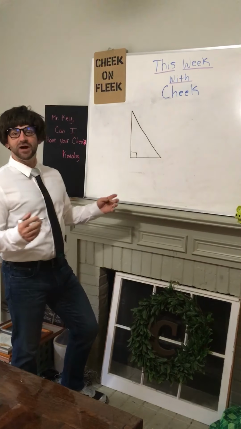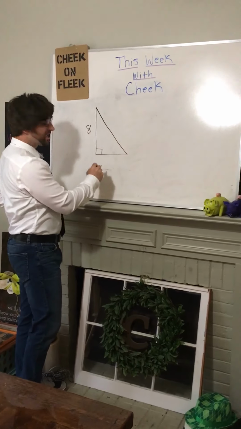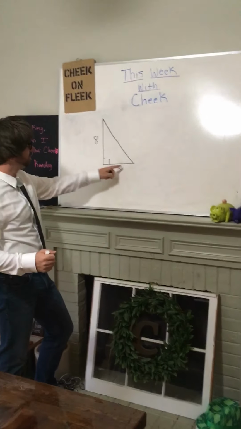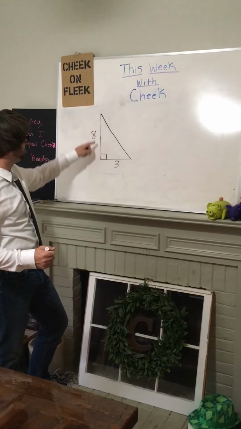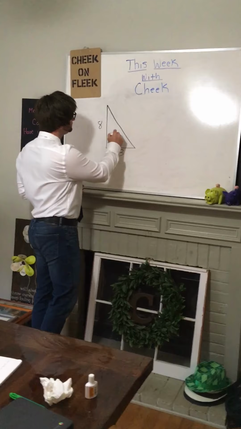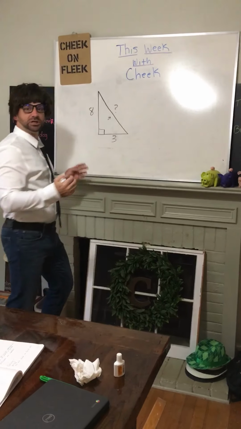So let's go ahead and give our right triangle some side lengths here. We're going to say this is 8 units and this leg is 3 units. Also remember, the legs are always going to be adjacent to, or beside, the right angle. The hypotenuse is always going to be opposite, and that is what we are looking for right now.